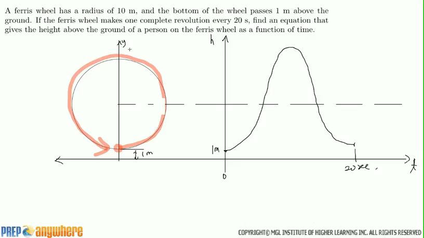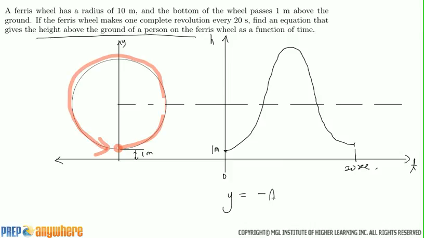So it says find an equation that gives the height above the ground of a person as a function of time, right? So we just have to get the equation of this curve here. This is an upside down cosine curve. So I know it's going to look like this. Y is equal to, it starts from the y-axis.